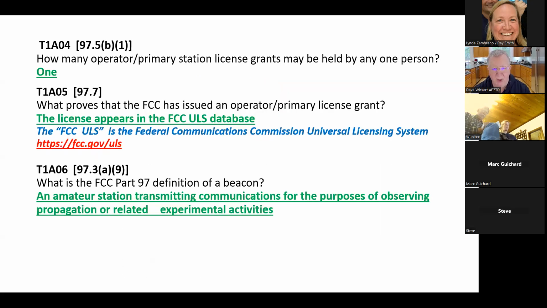Let's keep going on. So how many licenses are you allowed to hold at any one time? One. You're only allowed to have one station or operator license at a time. What does a license grant actually mean? You are granted a license when it appears in the FCC database, the ULS database, and there's the URL, fcc.gov/ULS, and that's the database that you can go to. When you see your call sign show up in that database, that means you've been issued a license.